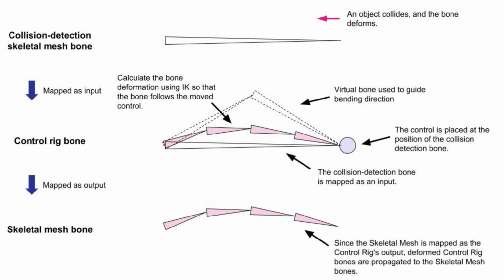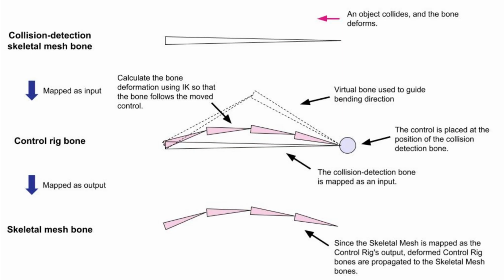The control rig bones include several virtual bones which are used as helpers, for example, to stabilize IK calculations. In the control rig, the bone poses are calculated so that the bones can follow the controls, which are moved by collisions with objects. As a result, the bones in the control rig are deformed.